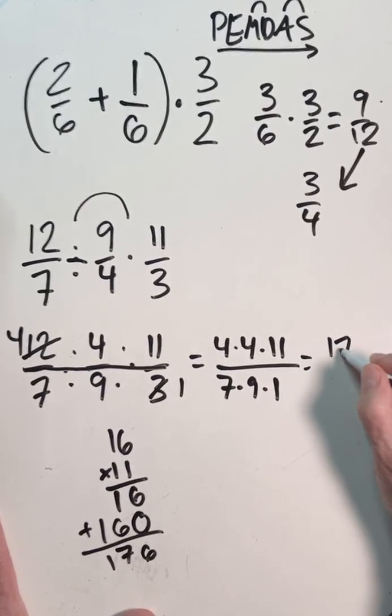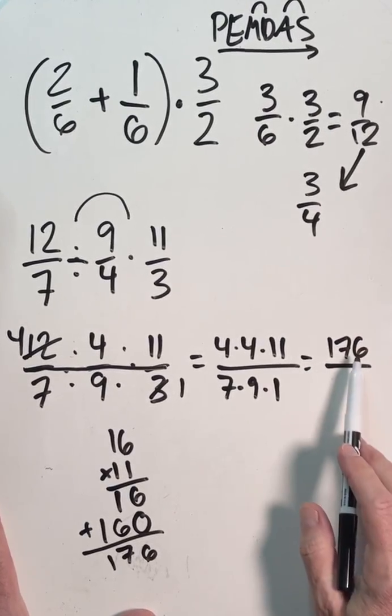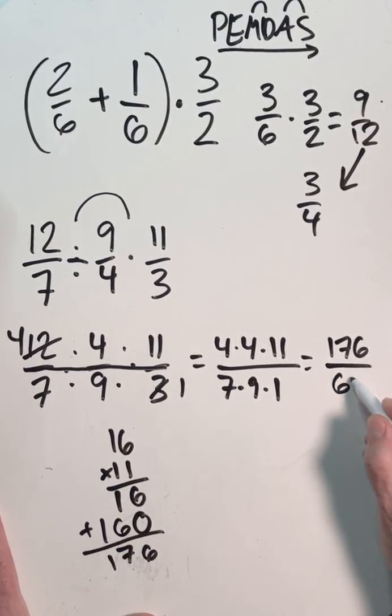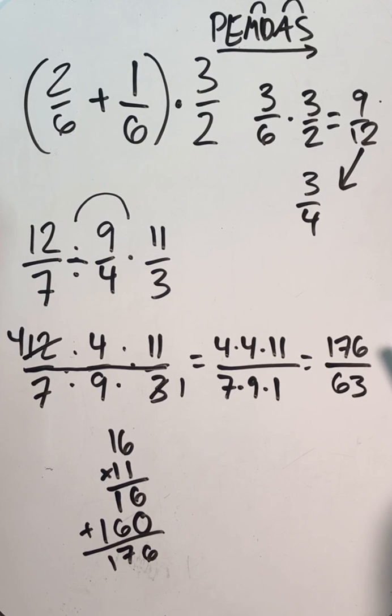So that would be my new numerator, and my denominator would be 7 times 9 times 1, which is 63. Now you can leave this fraction improper. However, if you were asked on a multiple choice question, you might not see this. So you would want to turn this back into a mixed number.